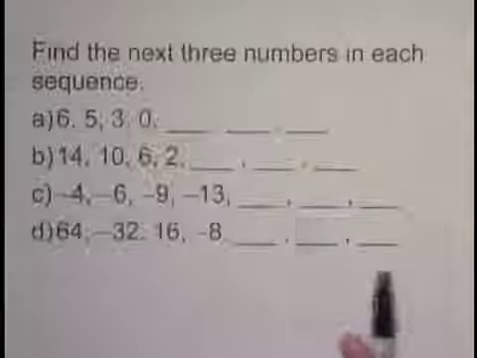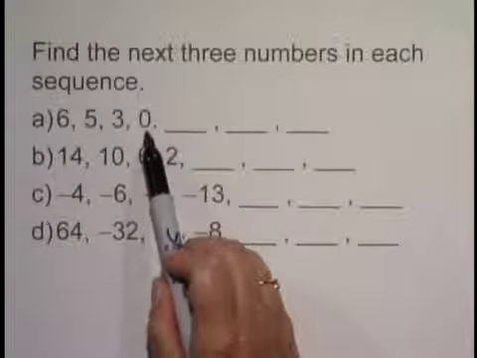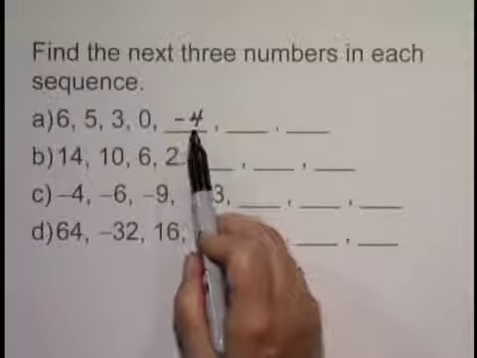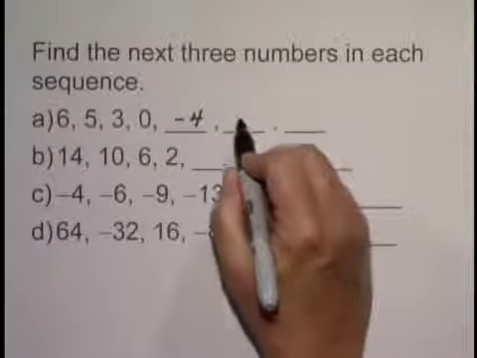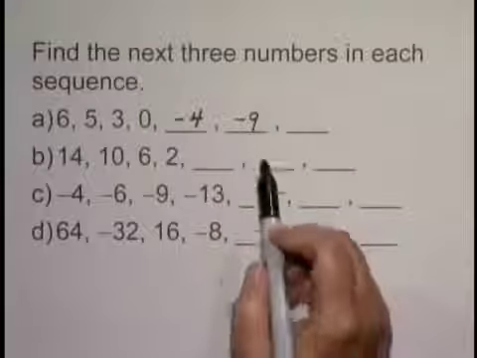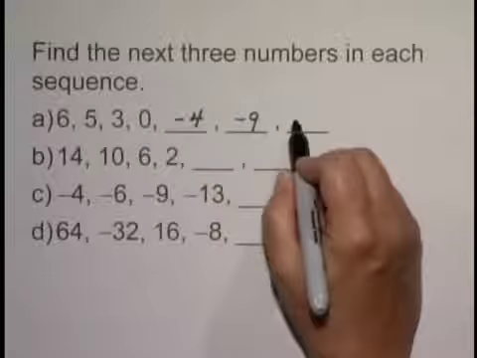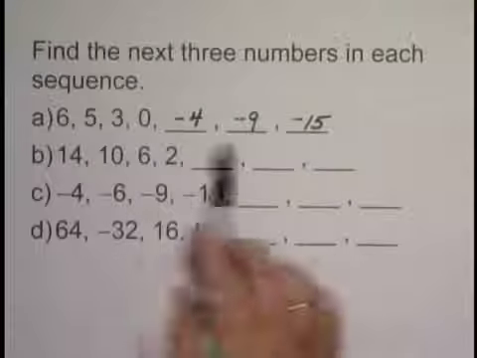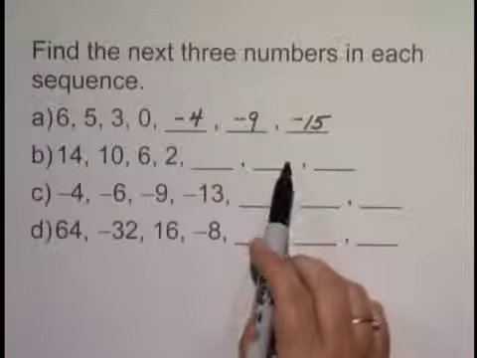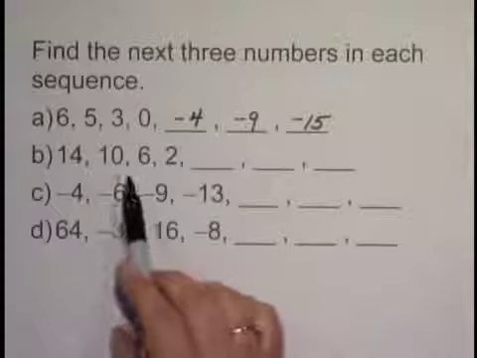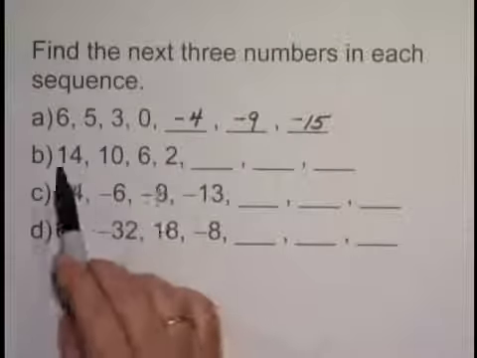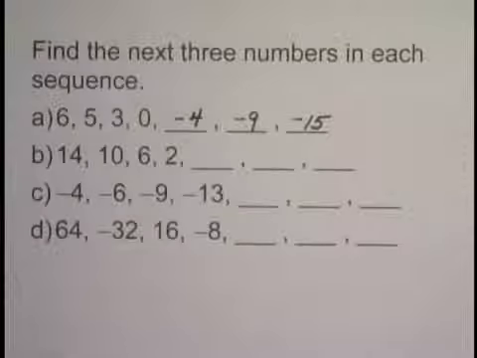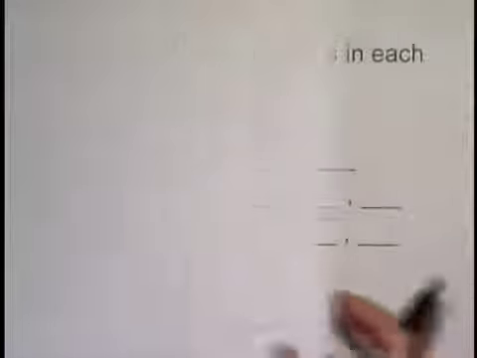numbers in the sequence. So we have 0 minus 4 is negative 4. Negative 4 minus 5 is negative 9. Negative 9 minus 6 is negative 15. And we've finished the first sequence. Now let's take a look at the second sequence. In the second sequence, these numbers also decrease. Let's do those subtractions and see what we have there.